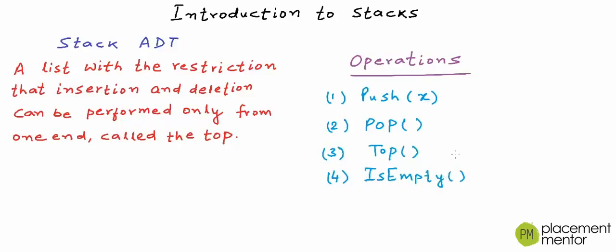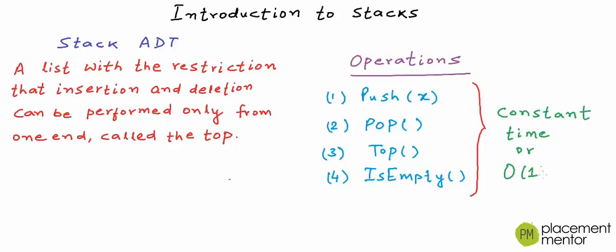So this operation will return true if the stack is empty, false otherwise. Push is inserting an element on top of the stack, and pop is removing an element from the top of the stack. We can push or pop only one element at a time. All these operations that I have written here can be performed in constant time, or in other words, the time complexity is big O of 1.